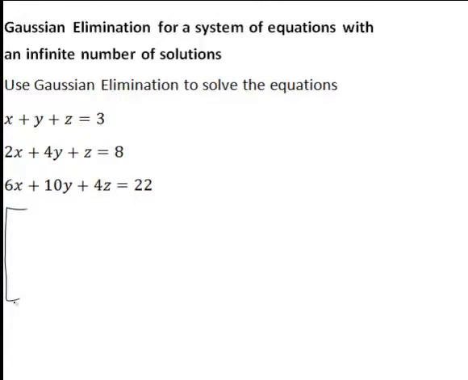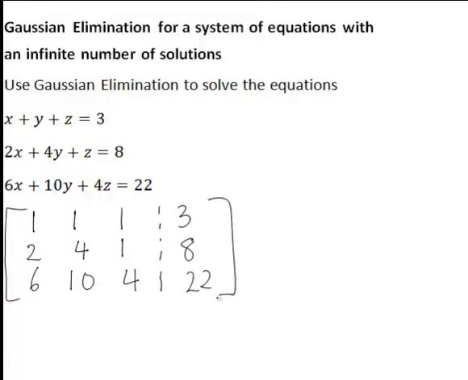That is, we start by setting up an augmented matrix with the coefficients of our unknowns, x, y and z, on the left side of that matrix, then a vertical dashed line, and then the constants on the right hand side of that line. So here our first equation is 1x plus 1y plus 1z is equal to 3. The next equation, 2x plus 4y plus 1z equals 8. And the last one, 6x plus 10y plus 4z equals 22. So this is what our augmented matrix would look like.